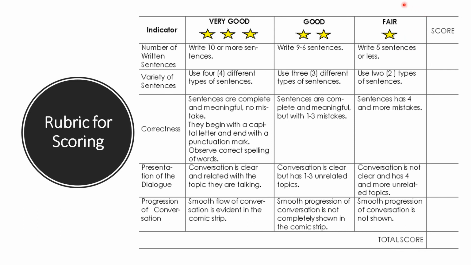And you will receive 1 star or fair if you have written 5 sentences or less. You only use 2 types of sentences. The sentences have 4 or more mistakes. The conversation is not clear and has 4 or more unrelated topics. And smooth progression of conversation is not shown. I am going to write the scores here and then your total score.